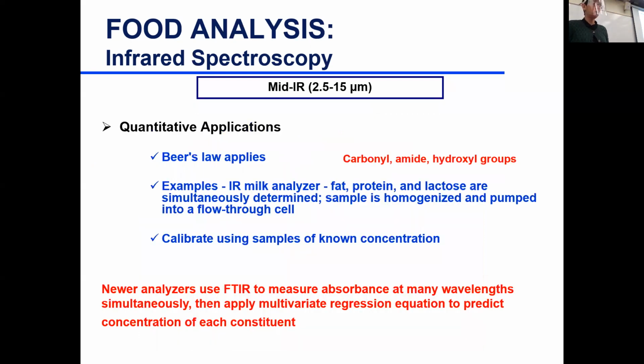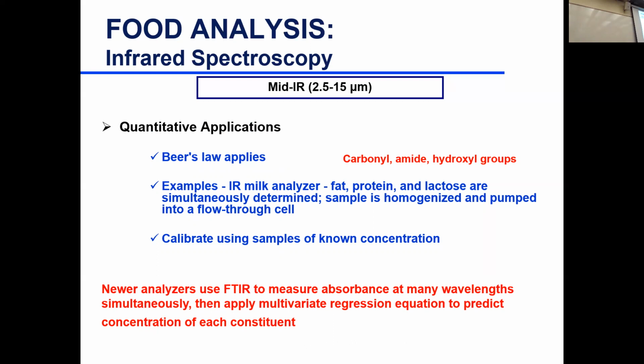You can use mid-IR for quantification, and this is commonly used in analyzing composition of milk. And here you follow Beer's law. So you would have to select the atomic wavelength at which you can measure absorption. So you have to have one wavelength for one particular component.